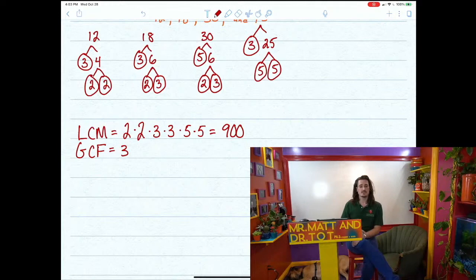The sum of the LCM and the GCF would just be 900 plus 3. So that's going to be 903. If you have any questions, then please let me know.